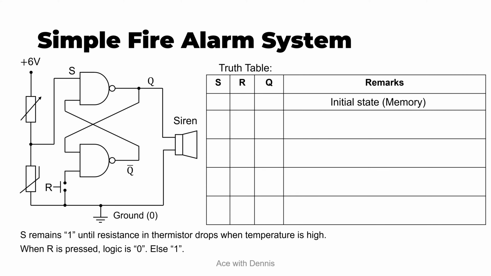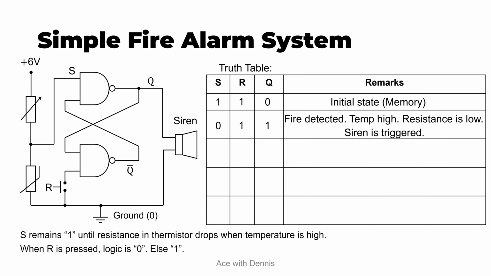Initially, it is in the memory state, which means that the output is 0, the siren is off, and both S and R are 1. So when fire is detected, the temperature is high and the resistance in the thermistor is low. Hence, S will be 0, R will be 1 as it is not pressed, and Q will be 1. The siren is triggered. When the temperature goes back to normal, the resistance is high, which means that S is 1 and R is 1. But Q will still remain as 1. The siren will continue to ring.